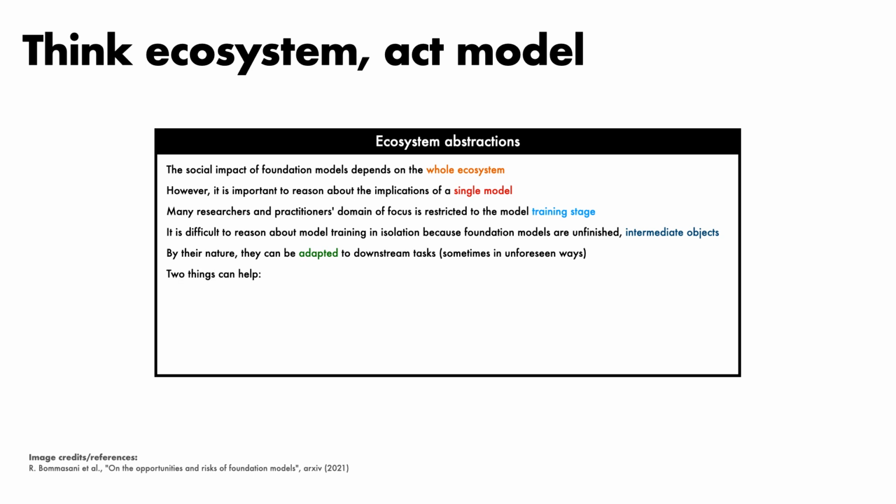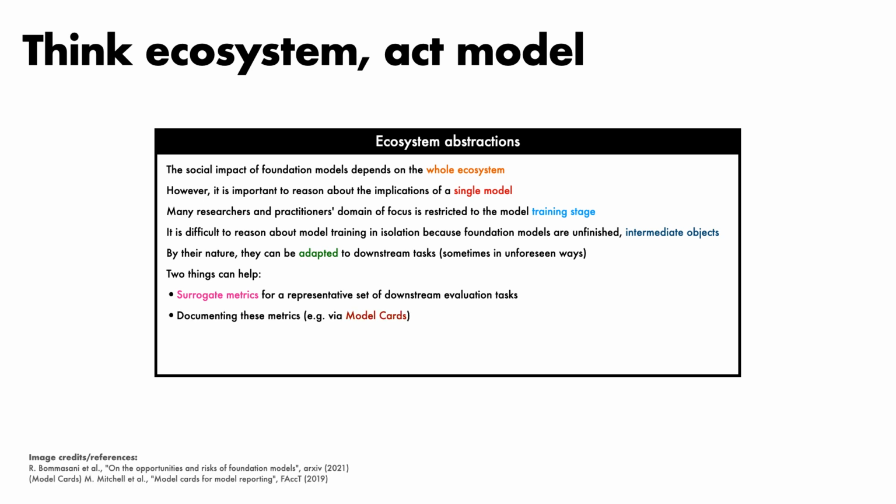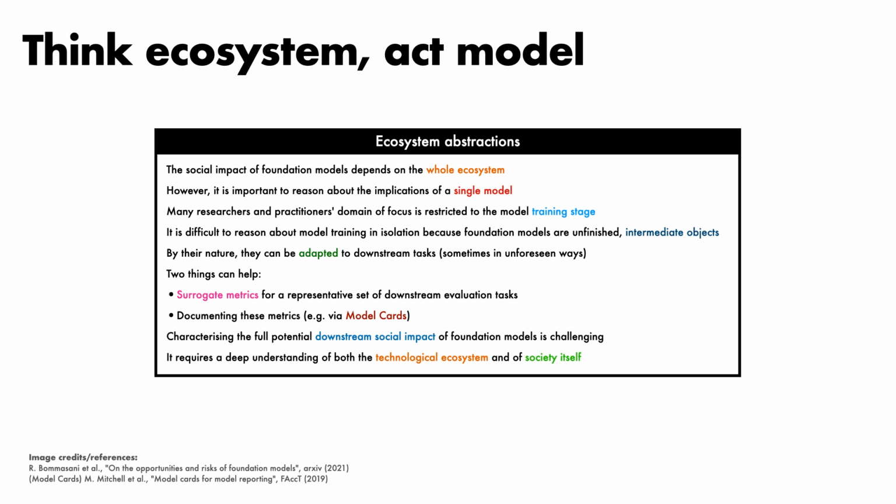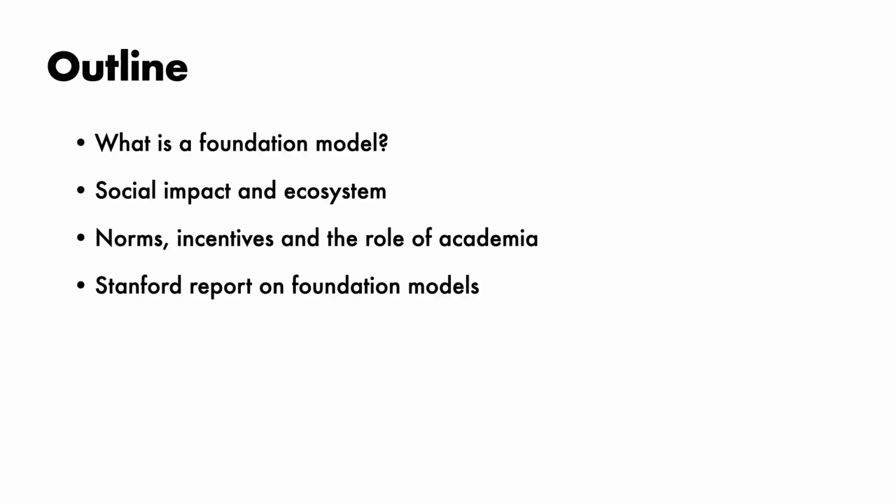Two points, however, can help us here. The first is a set of surrogate metrics for a representative collection of downstream tasks. The second is to systematically document these metrics, for example, via model cards, to ensure that this information is propagated together with the model. Of course, characterizing the full potential downstream social impact of foundation models is challenging. To have any chance of progress requires a deep understanding of both the technological ecosystem of foundation models and of society itself. Next, we turn to norms, incentives, and the role of academia.